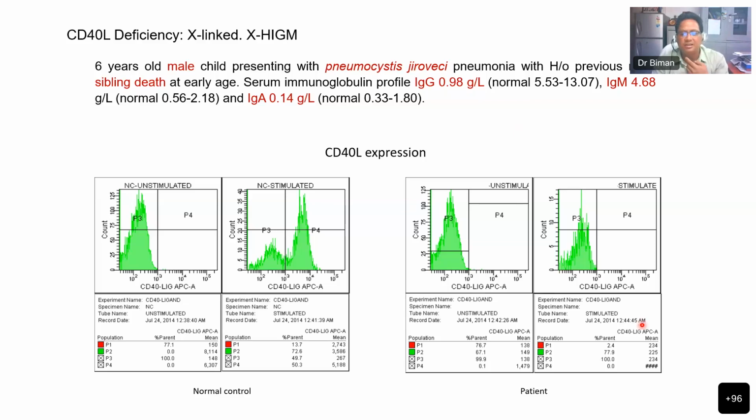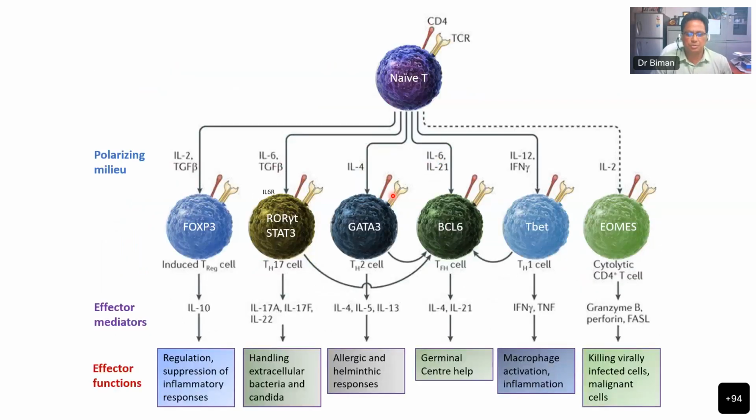So CD40 ligand expression here, you see in the patient, it's absolutely not there. So in this kind of situation where you see that there is hyper IgM or normal IgM with low IgA and IgG, you should think of this kind of a defect either in the CD40 or CD40 ligand. If it is CD40, both males and females can be affected because it is autosomal recessive. If it is CD40 ligand, it's X-linked, only boys will be affected. So, a case of hyper IgM syndrome.